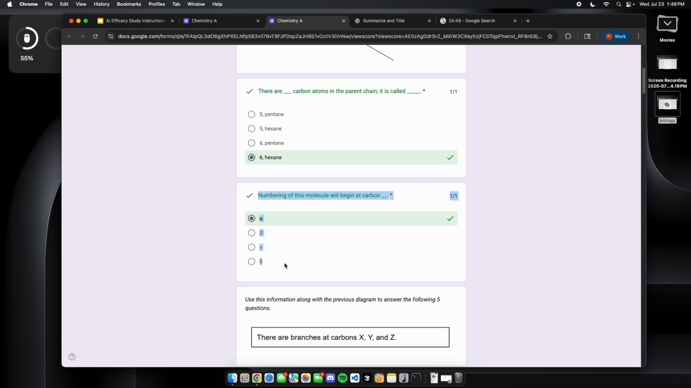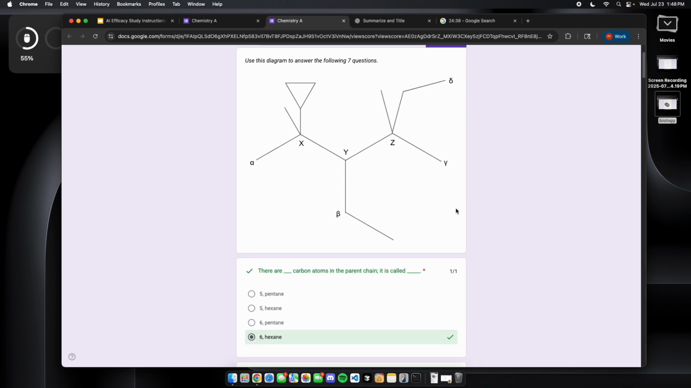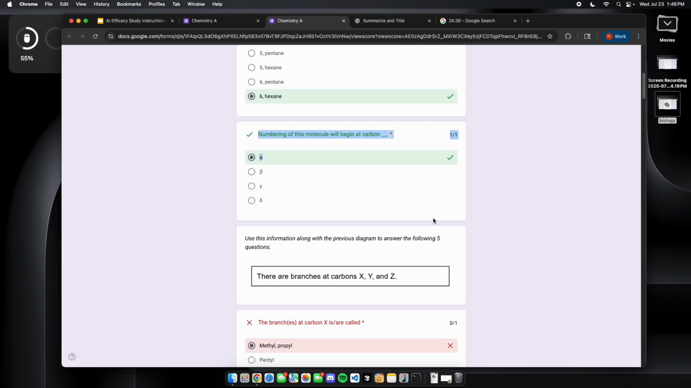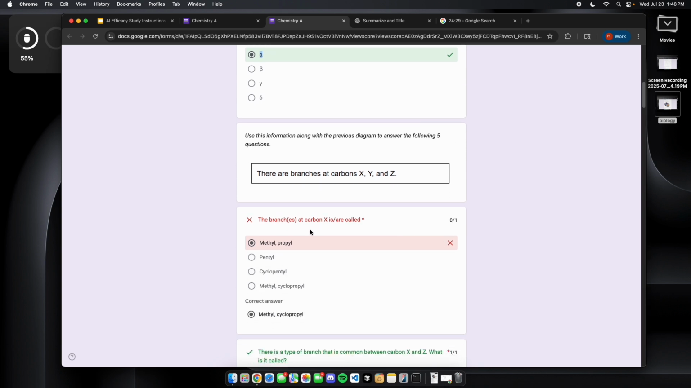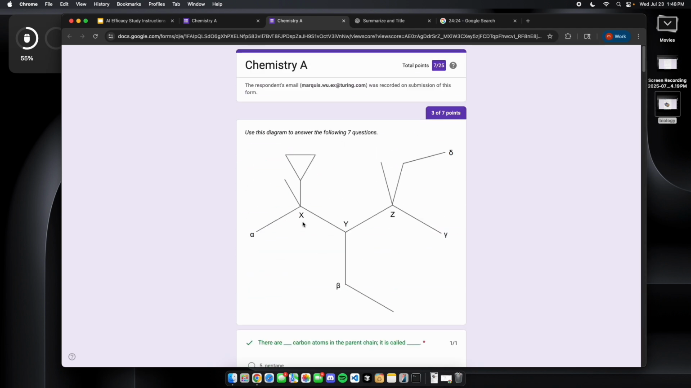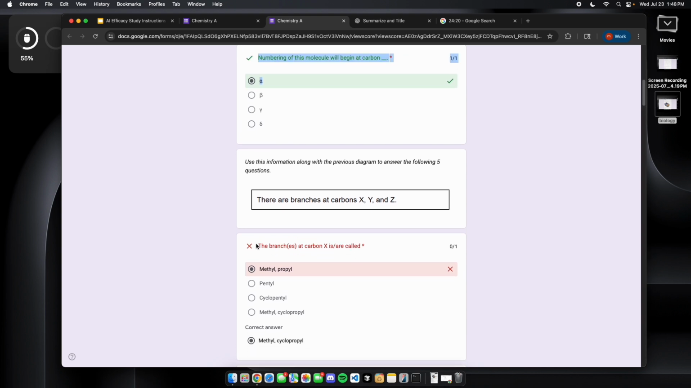Numbering of this molecule will begin at carbon. Well, this was explained earlier since we start at A and trace all the way to the other side. Use this information along with the previous diagram to answer the following 5 questions. Branch of carbon X. Let's see why this was wrong.